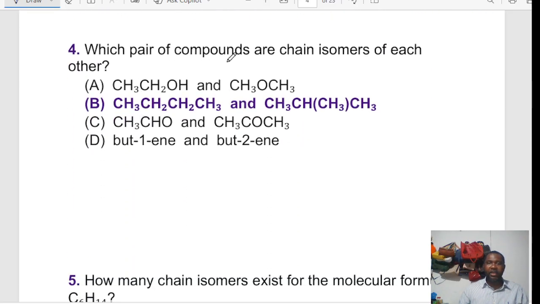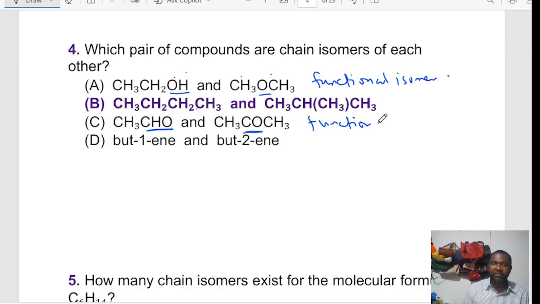It says, which pair of compounds are chain isomers? Remember, chain isomers only have different chain lengths. Now, these two cannot be chain isomers. The reason is because they have different functional groups. This is an alcohol. This is an ether. So this one is rather a functional isomer. This one also is functional because this is an aldehyde or alkanal. Watch my previous video to get this. This one is a ketone, so this one is also functional. There are two different functional groups.